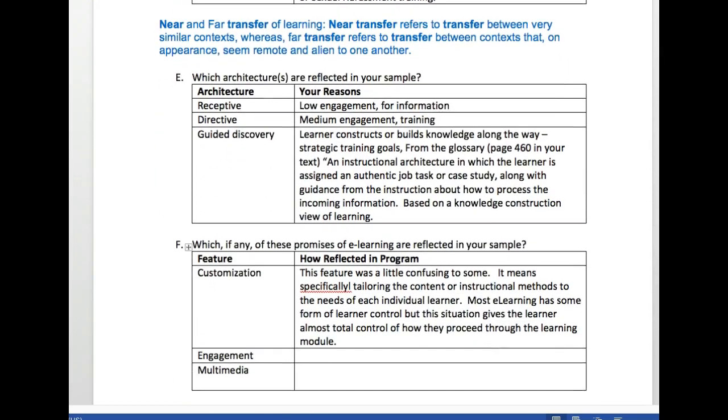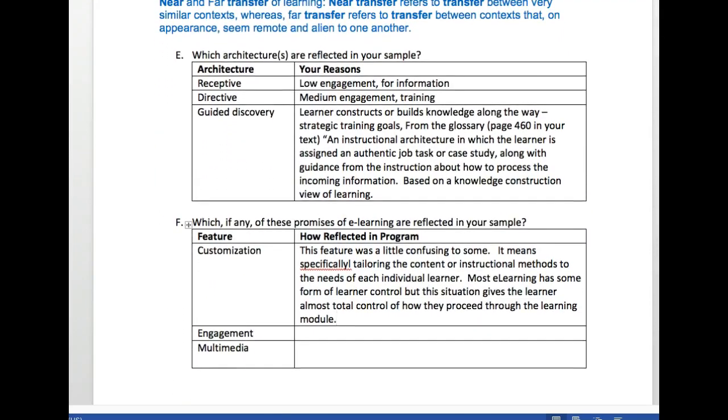The other part was the part about architecture, and everyone was really good with this. The guided discovery doesn't have a lot of information in it in the book. One thing that you may not be aware of is that there is a glossary at the end of your book. So if you look on page 460, you will see they give a much better description of what this guided discovery is than what is in chapter 1. So I just wanted you to have this.